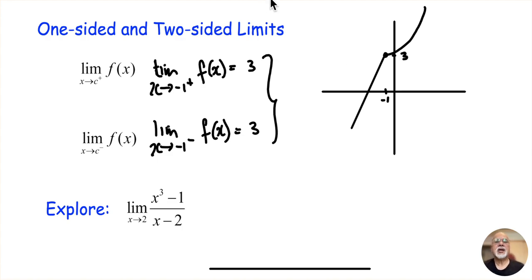Now, I meant to say that there was a hole here. In other words, maybe the function is not actually defined. And so even though the function isn't defined there, the fact that these two limits both are coming down to the same value means that the limit does exist. Okay, so these are the same. And so the limit exists.